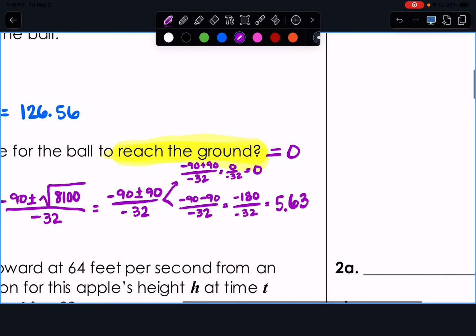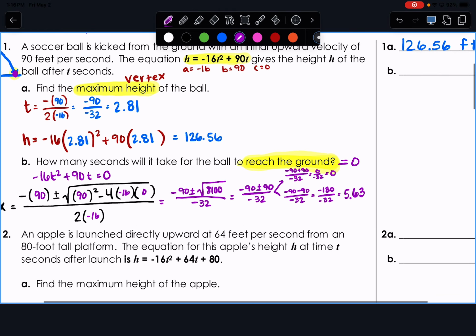So when we do this, will we always get a 0? Not always, no. One we do next won't have a 0. I'll show you what happens when that happens. Okay, so now for the answer of this one, how many seconds is it going to take for it to hit the ground?